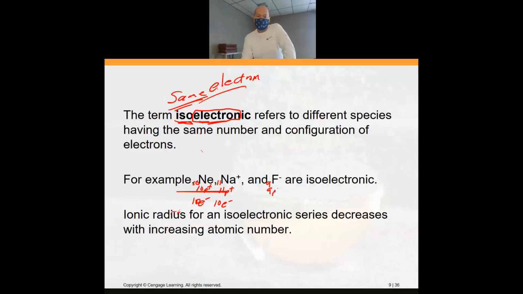Here you have 9 protons, but we have an overall minus charge, which means we have one more electron than protons. Again, that means 10 electrons. And so when you write 10 electrons for all of these, then they are called isoelectronic, which means same number of electrons.